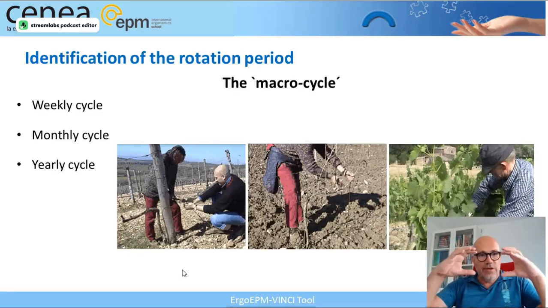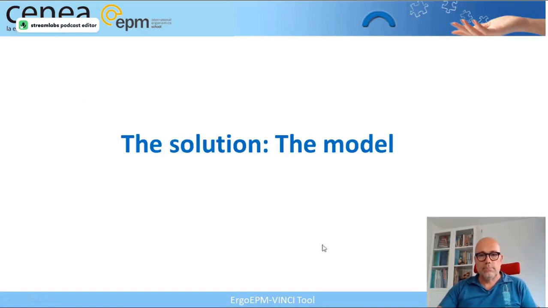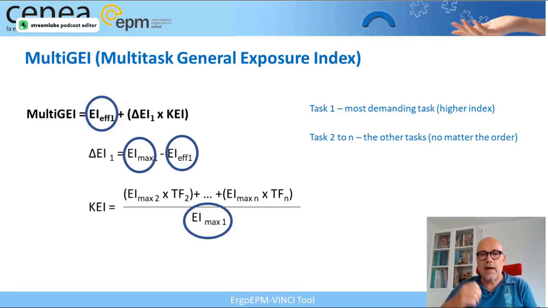And this annual cycle is repeated every year. What risk do people have now? Faced with this problem, I propose the solution. There is a mathematical model to make the calculation, called the Multitask General Exposure Index. And it can be calculated.